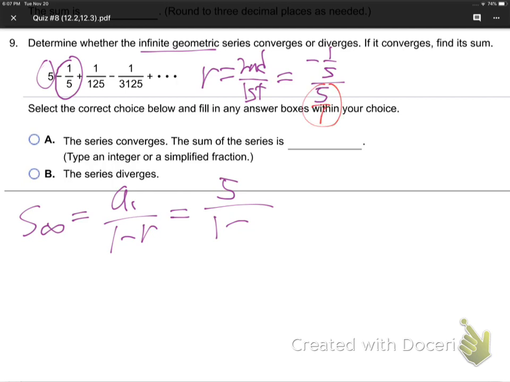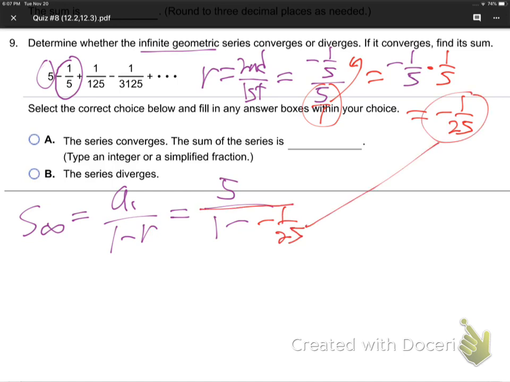Well, this is 5 over 1. Flip it up. So we get minus 1/5 times 1/5, which is minus 1/25. So there's the R. Double negative becomes positive, so we get 5 over 1 plus 1/25. You could just type that into your calculator as well. And I get the, oh, they want a fraction, so we can't do a decimal. All right, better do a fraction.